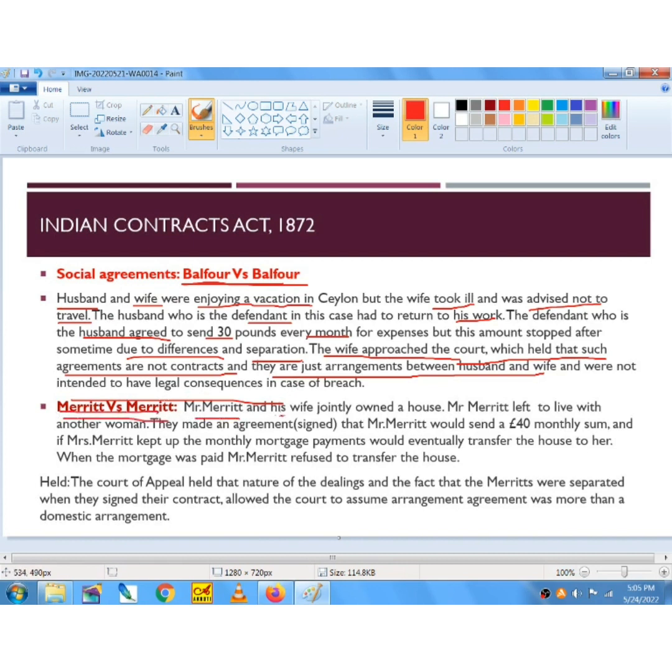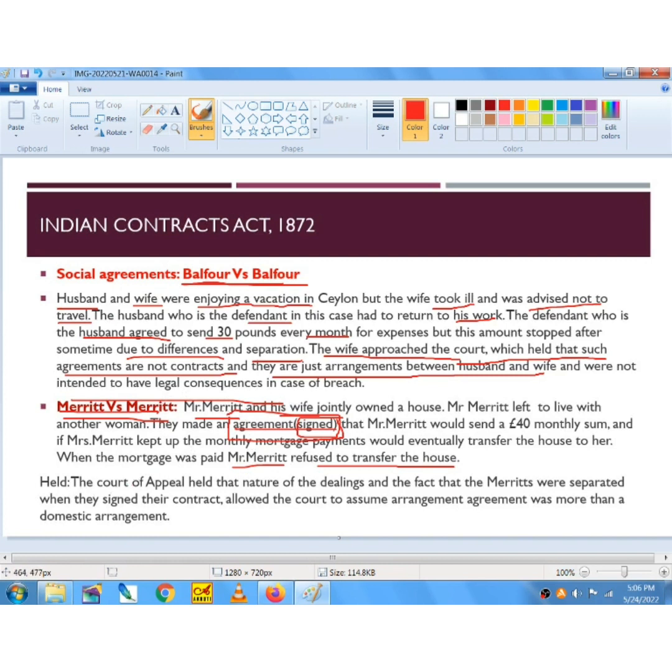So in this case, Mr. Merritt and his wife jointly owned a house. Mr. Merritt went to live with other women. They made an agreement. The important word here is signed, that Mr. Merritt would send a $40 monthly sum, and if Mrs. Merritt kept up the monthly mortgage payments, he would eventually transfer the house to her. When the mortgage was paid, Mr. Merritt refused to transfer the house. So in this case, they had an agreement. They were living separately. So this all showed the intention that they intended to have a legal consequence.